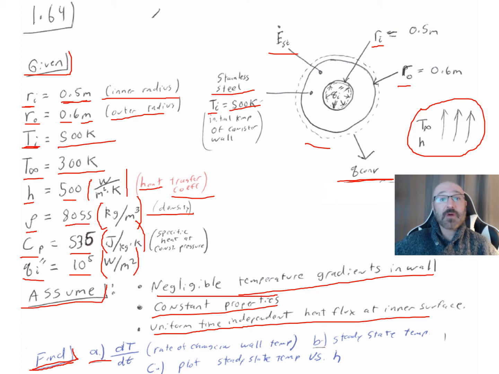So there's a part A and a part B that we're going to solve in this problem right here. Part A tells us the rate of change in the wall temperature. Rate of change is change relative to time, so dT/dt of our temperature right there. And they also ask us, in part B, to find our steady state temperature.